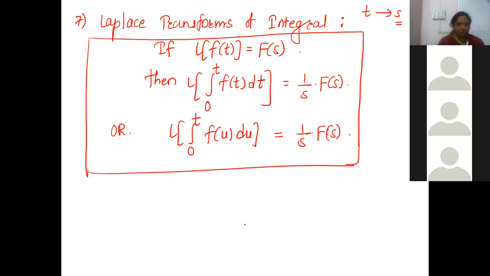Okay, so can we go to the question? And if there is double integration, then it is s square, triple integration, s cube, and so on.